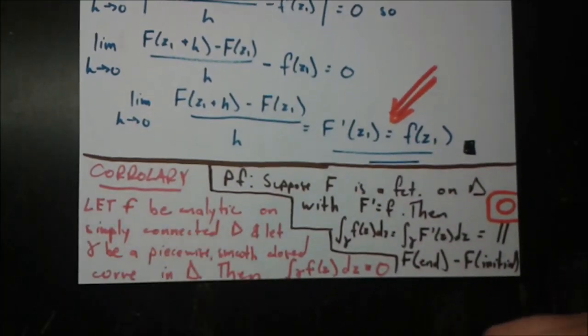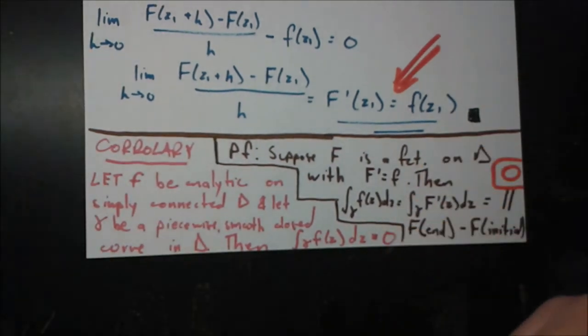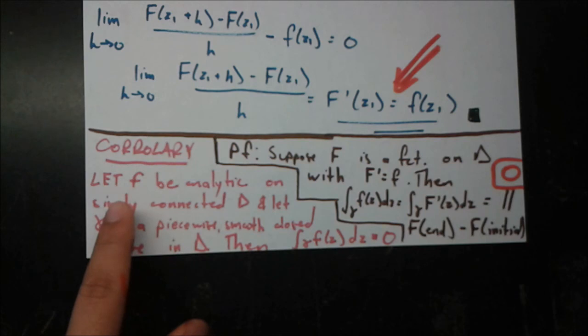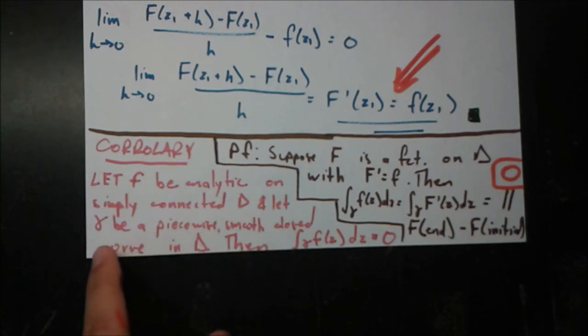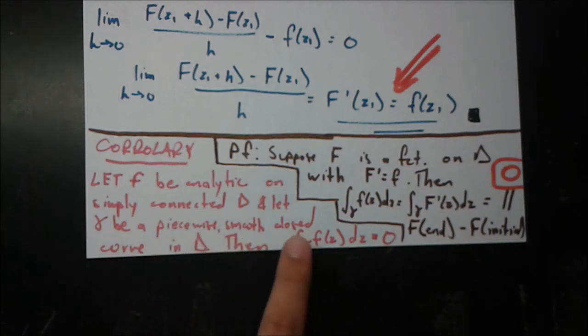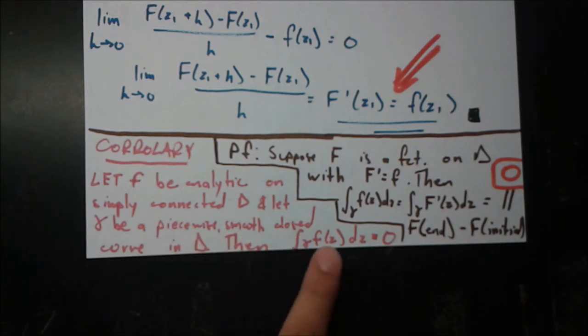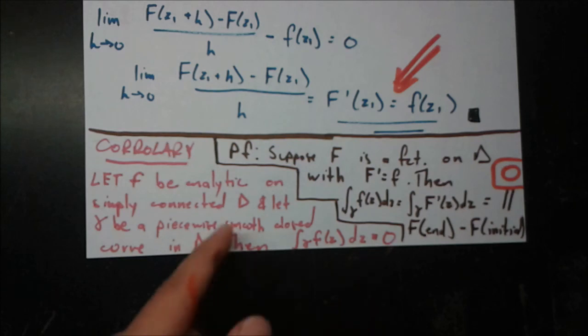Okay, so the last thing I would like to do is a really quick corollary. You don't have to watch this, it's just something I crammed in at the bottom here. So the corollary says that let f be analytic on a simply connected domain D, and let gamma be a piecewise smooth closed curve in D. Then the integral of f of z dz over gamma equals 0. How do we prove this?